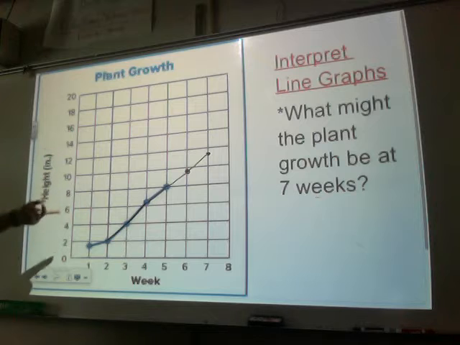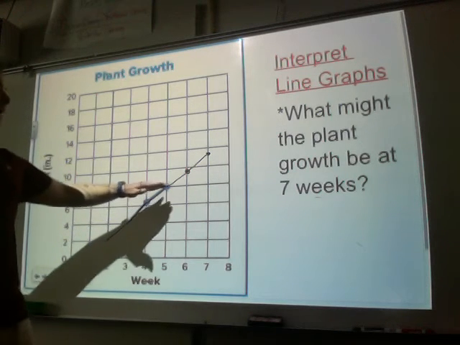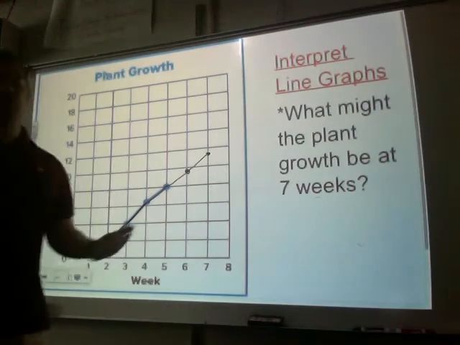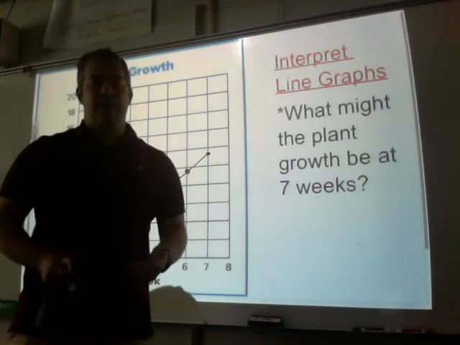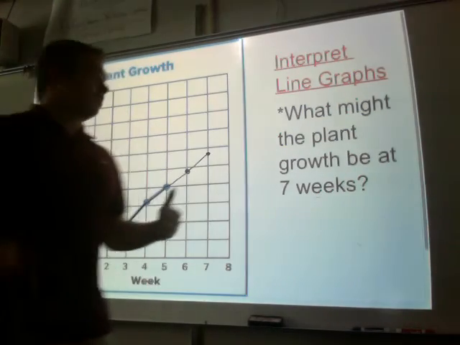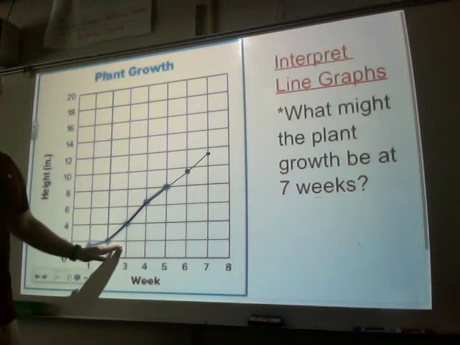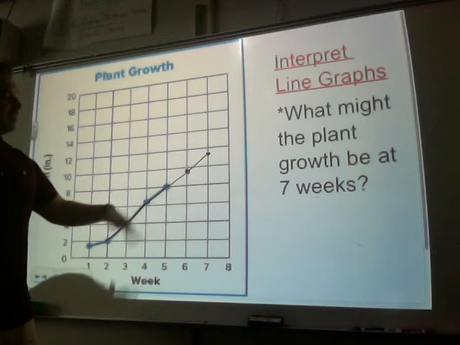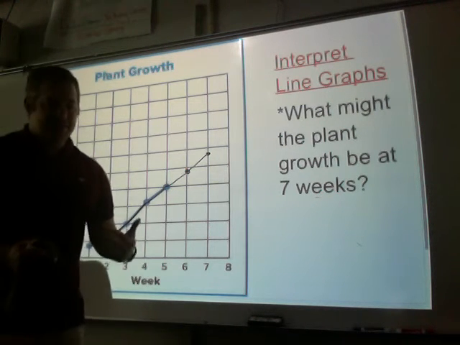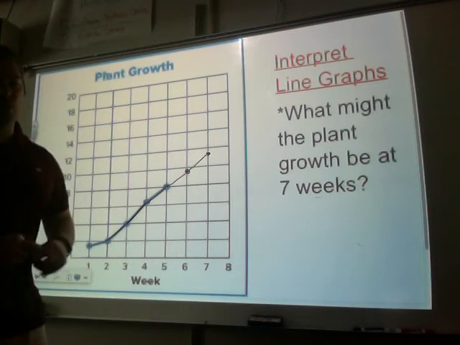All right, now will the plant really grow? We don't know the plant that well enough. It might stop growing. It might have got to full mature, like me. I stopped growing when I was probably in 5th grade. I stayed at 5'6". This plant might stop growing, it might not, but if I'm looking at the trend, I'm going to say my best educated guess is that after 7 weeks, it'll be about 11 or 12 inches tall.